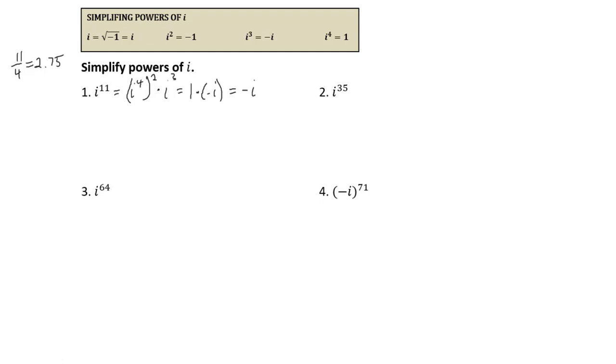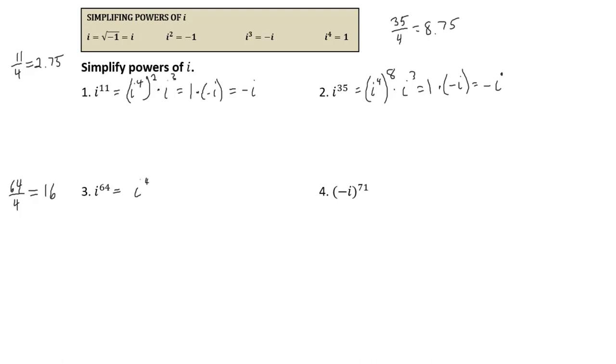All right, so with this one, we're going to rewrite it. If we take and do 35 divided by 4, we get 8.75. So that's i to the fourth 8 times. 4 times 8 is 32, leaving an i to the third. So that's 1 times negative i, which is negative i. All right, i to the 64, we're going to take and do 64 divided by 4, and that gives us 16.